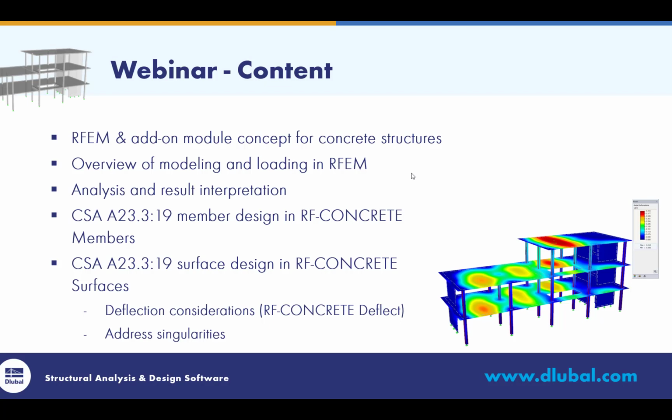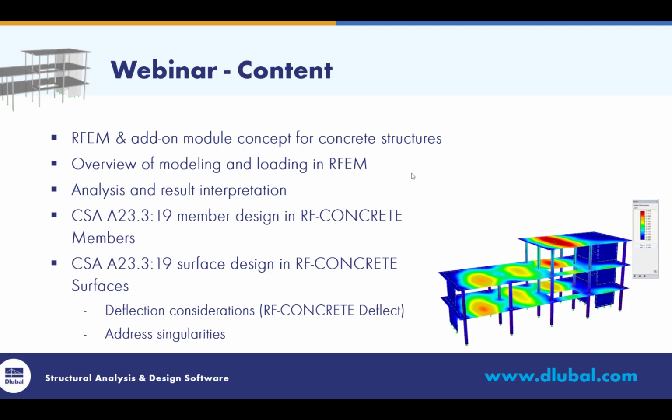Then we'll move into our first add-on module, RF Concrete Members. This will allow us to do member design, including columns or beams, according to the CSA A23.3, and we have recently added the 2019 standard.